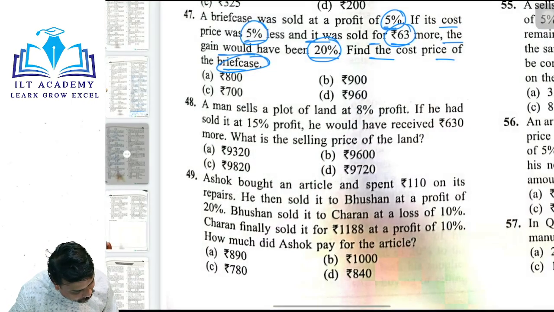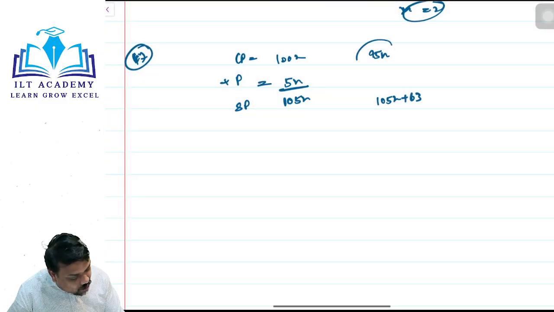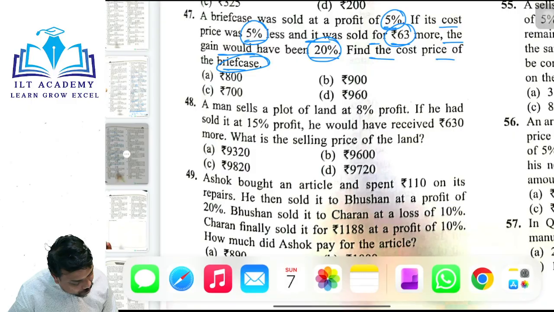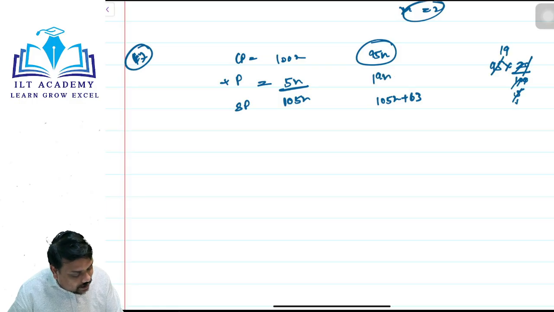Next, the gain would have been 20%. The gain would be 20% means what? 95 का 20%. The gain would have been 20%. So 95 by 20 into 100. 0 0 cancel. 1 पाँचा 5, 19. So 95 का कितना हो गया? ये 19x.